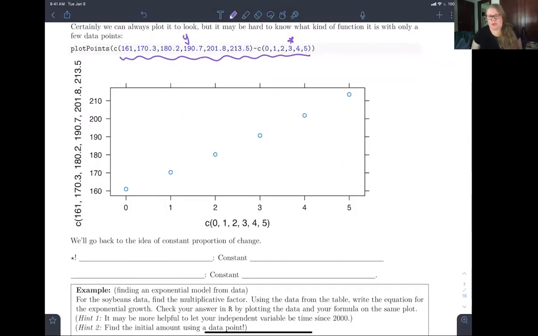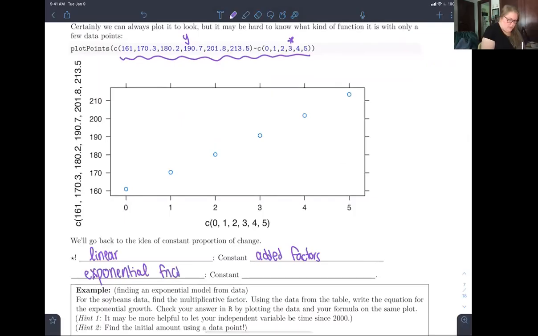So how do we actually make this function? We look for that constant proportion of change. So linear functions are constant added factors, where exponential functions, I'll write it out, are constant multiplied factors. And it turns out that once we have this, it's actually not too hard to finish making the equation.